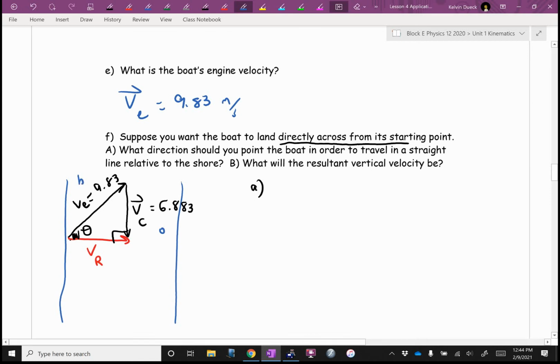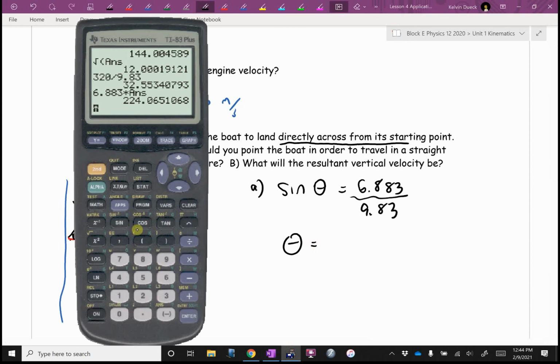Which trig function? Sine. Sine of mystery angle equals opposite over hypotenuse. And I think I said to you last day that it's usually tangent for easier questions when you're finding the angle, but in this case, definitely not. We're using sine to find the angle. You get 44.4 degrees.